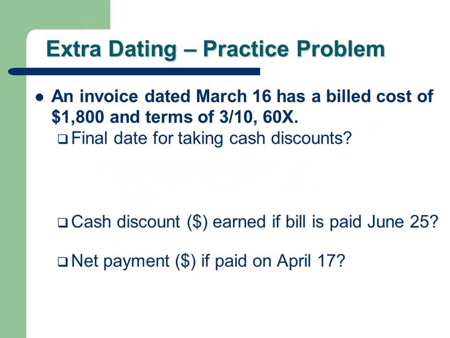All right, so let's work on another practice problem. Let's say we have an invoice dated March 16th, and that invoice was $1,800 of billed cost. This invoice carries the term of 3/10, 60X. Again, remember, when N is not mentioned, you can assume the net is going to be in 30 days plus whatever extra number of days you got in the term. So in this case, 90 days would be the net amount due.